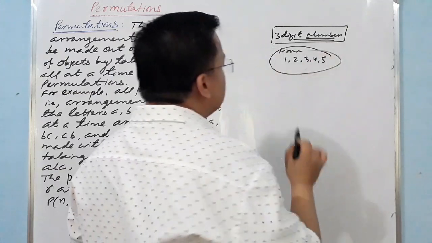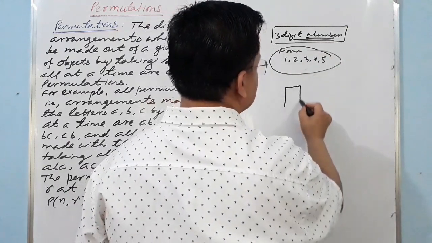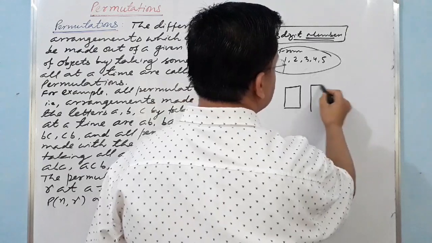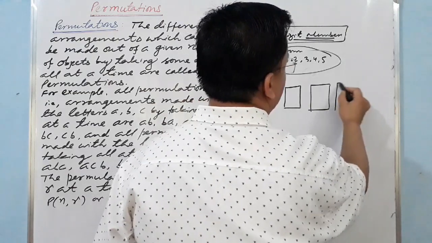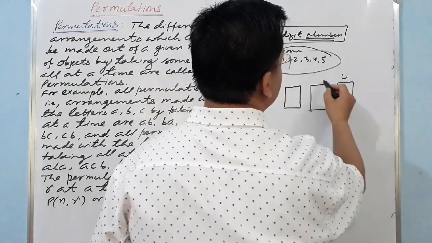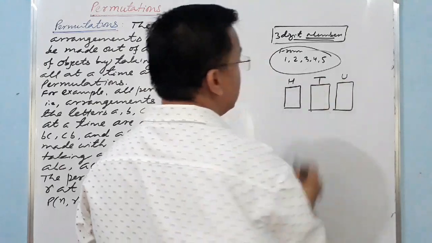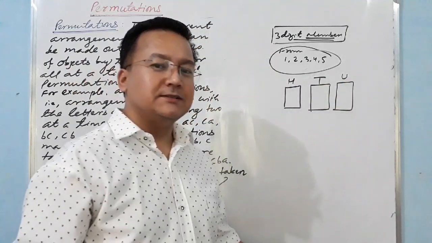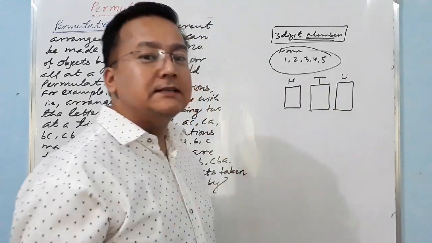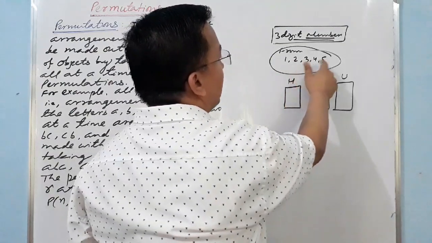So let's make the boxes for the 3-digit number. Let's suppose this is the unit place, this is the tens place, and this one is the hundreds place. There are how many digits? There are 1, 2, 3, 4, 5.